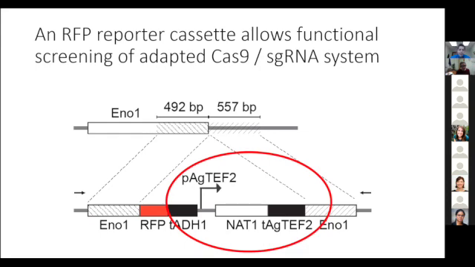The other side of this reporter cassette is an independently driven selectable marker. Again, we're using the nourseothricin resistance gene NAT. And so what this allows us to do is identify the total number of cells that received the reporter cassette, regardless of whether it ended up in the correct location, right?